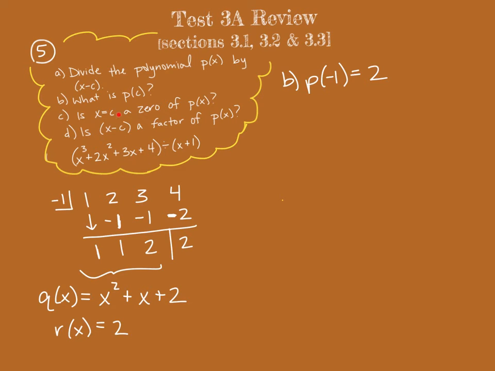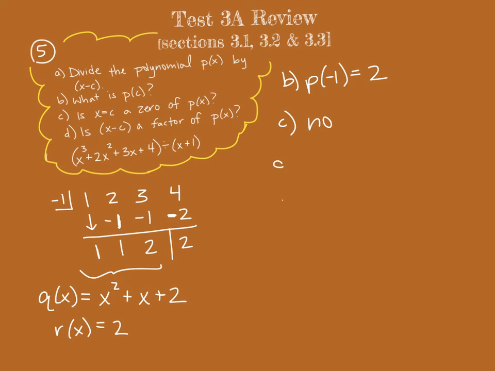All right, is x equals -1 a 0 of our polynomial? Well, did we get 0 out? No. If we were to plot this, x equals -1, right? We don't output on the x-axis. The coordinate point is (-1, 2). It's not a 0. So x equals -1 is not a 0. We did not get a 0 as our remainder.